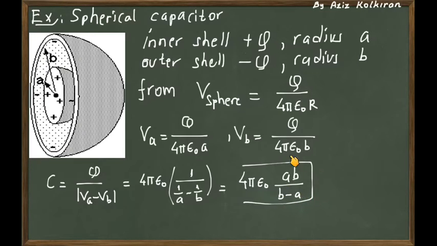So this is the capacitance of a spherical capacitor with radii a and b. And so you see the capacitance does not depend on charge, it only depends on the radii of these two spherical conductors, and of course the physical constant epsilon 0.